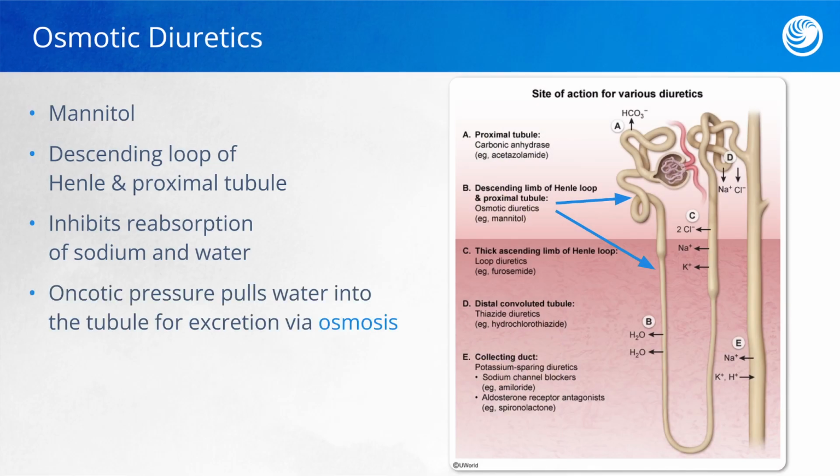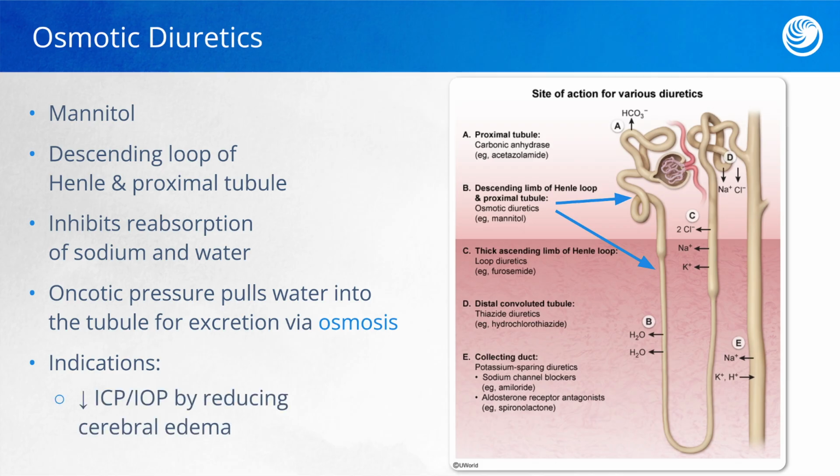This allows them to increase oncotic pressure in the filtrate, which will then pull water into the filtrate by osmosis. So in other words, the water will passively move from an area of high water concentration to low concentration to help achieve a balance. Now, these drugs are not commonly used for diuresis in clients with edema, as they may actually initially worsen volume status. They're instead used to reduce cerebral edema via a similar osmotic mechanism, which decreases intracranial and intraocular pressure.